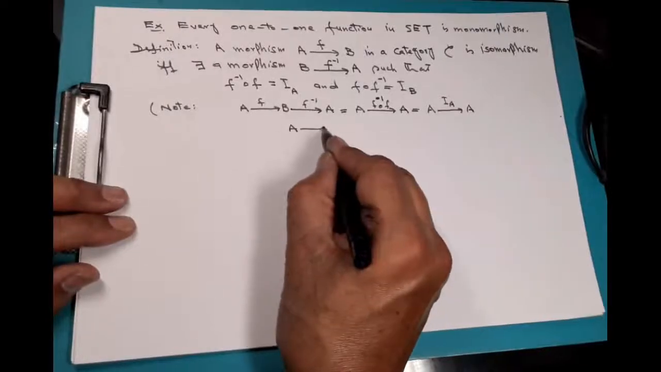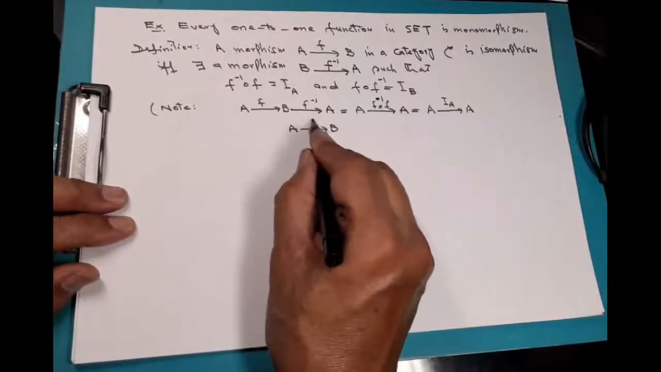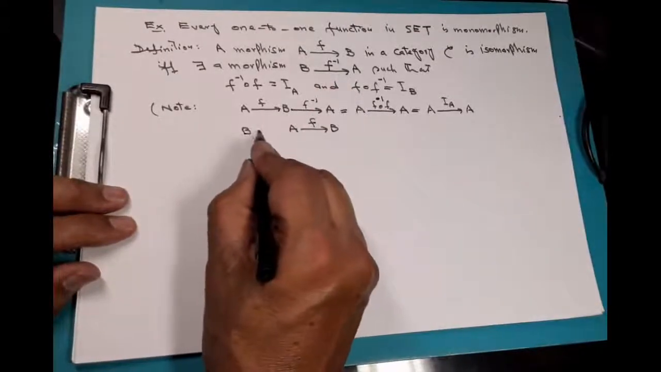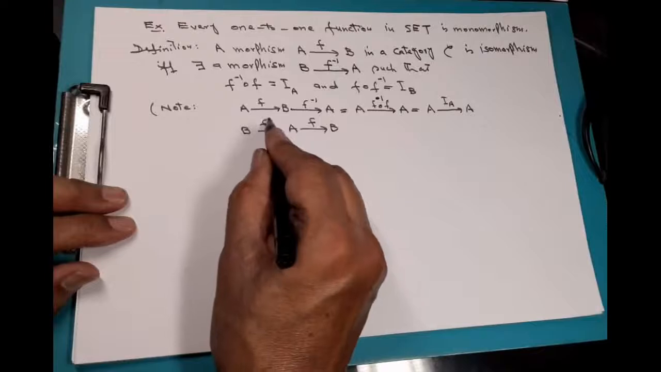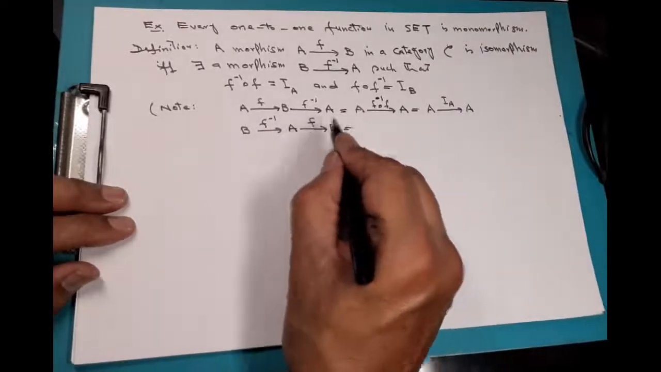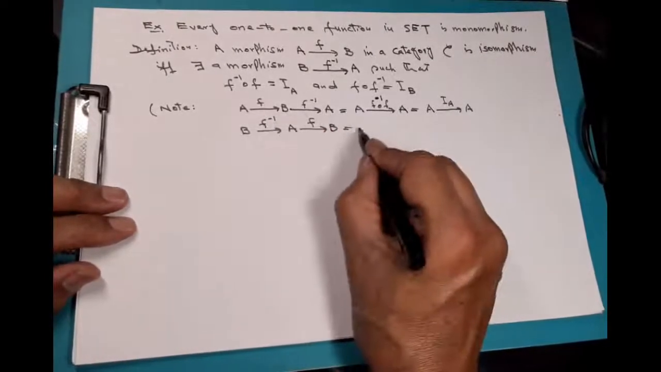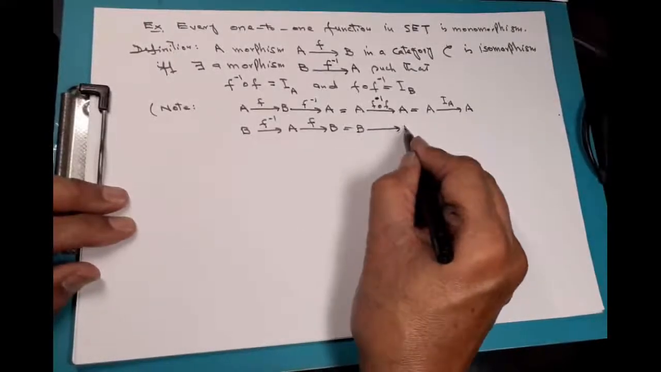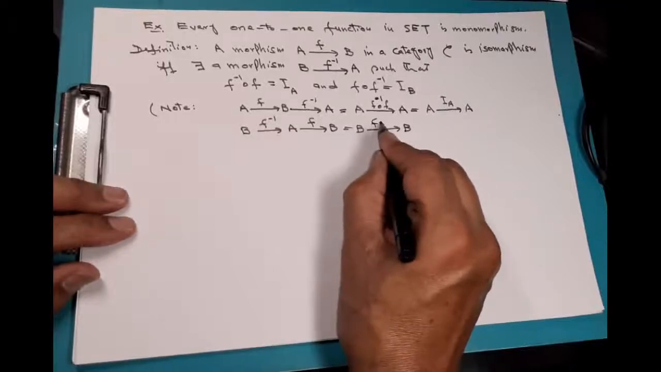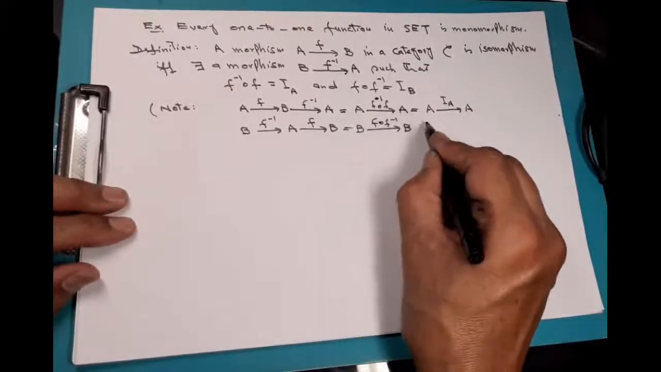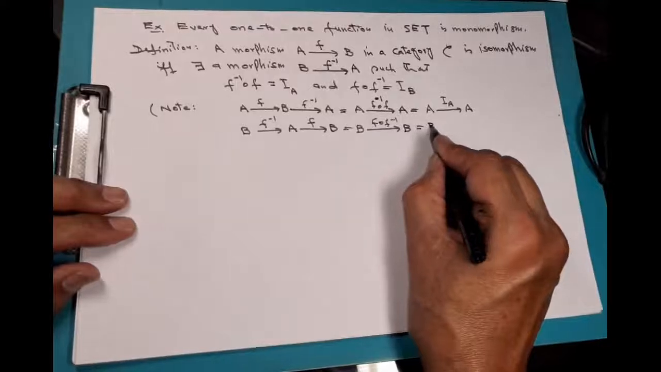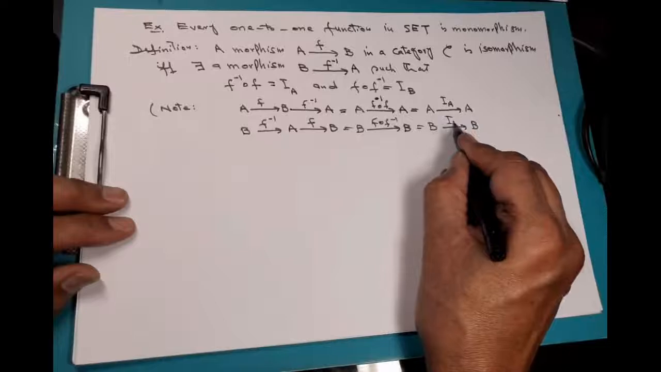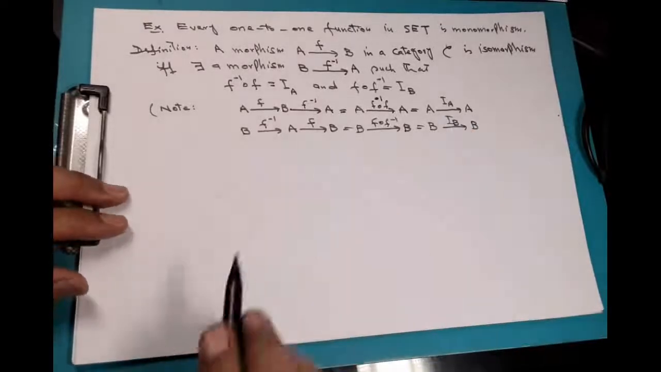And this is the morphism from A to B, which is F. F inverse is from B to A. This is F inverse. Now their composition will be F composed with F inverse. This will be from B to B, and this is F composed with F inverse. And this should be equal to identity morphism on B. So this is the condition.